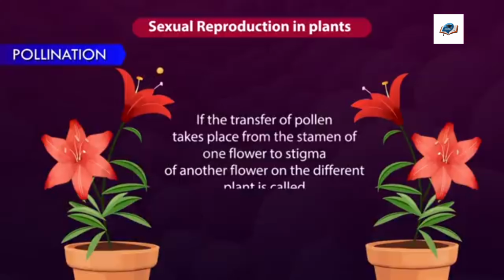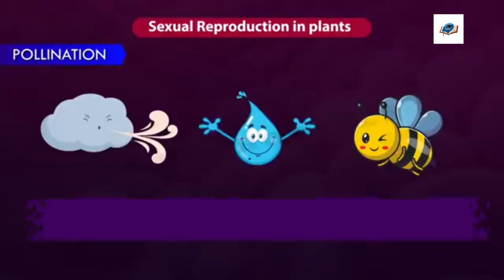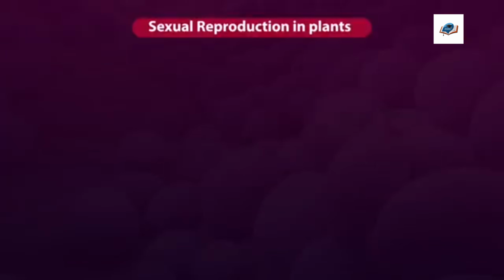If the transfer of pollen takes place from the stamen of one flower to stigma of another flower on a different plant, it is called cross-pollination. The pollen grains are carried to the pistil by the help of different agents like wind, water, insects, or animals. Fertilization.